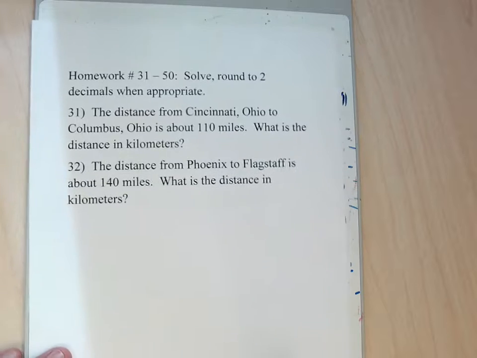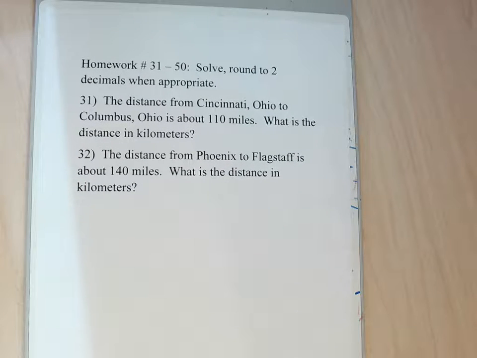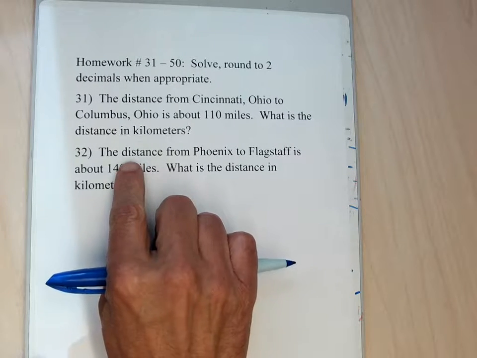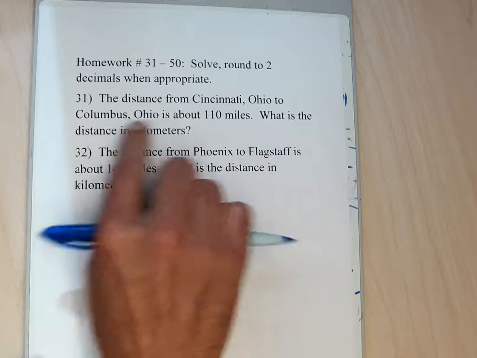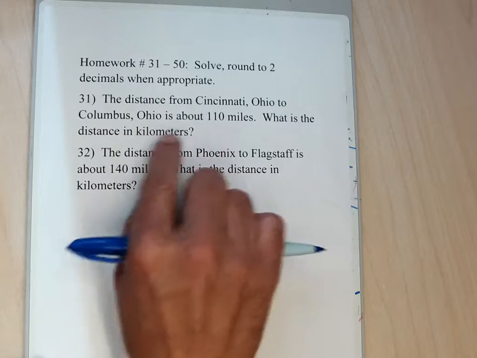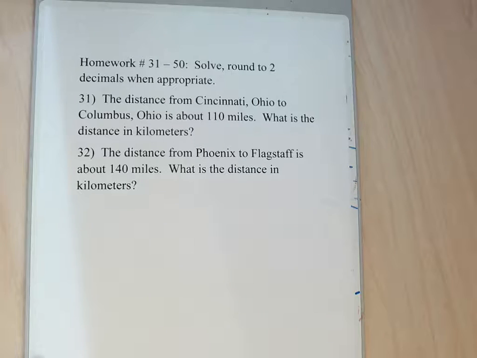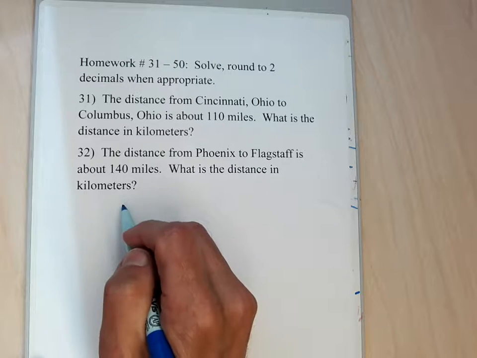All right, so now we're ready to do some homework. The end of our homework for this section. 31 and 32 are essentially the same problem. For 31, you have to find out the distance between Cincinnati and Columbus is about 110 miles. What's the distance in kilometers? Minus the distance between Phoenix and Flagstaff is about 140 miles. What's the distance in kilometers?